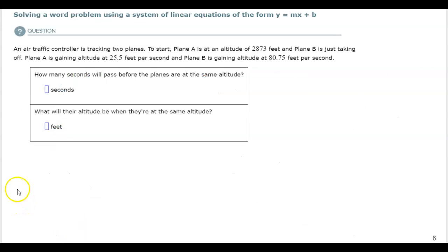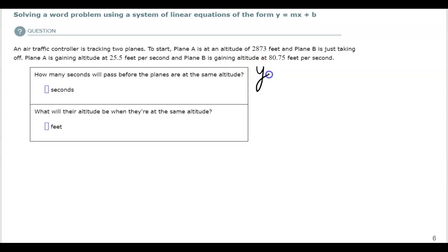An air traffic controller is tracking 2 planes. To start, plane A is at 2,873 feet, and plane B is taking off. Plane A will gain 25 feet per second, and plane B will gain 80 feet per second. So, let's identify our inputs and our outputs.